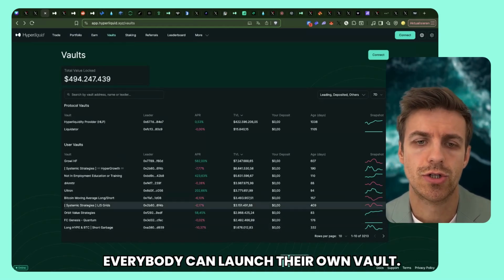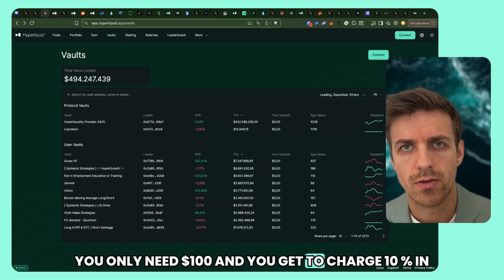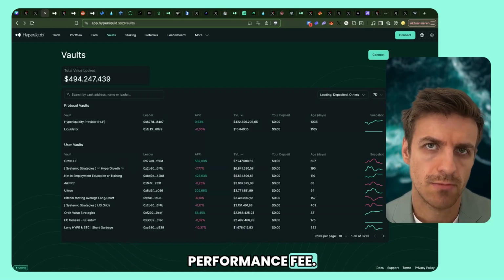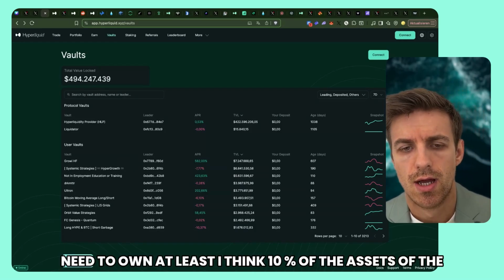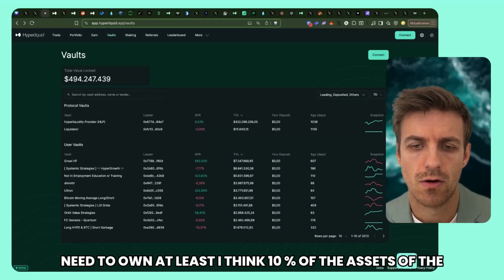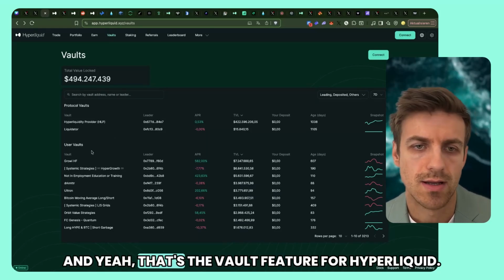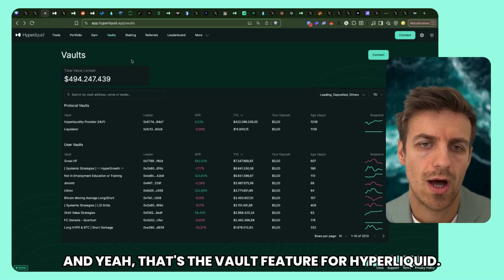Everybody can launch their own vault. You only need $100, and you get to charge 10% in performance fee. But I think you also need to own at least 10% of the assets of the vault all the time. So if you're interested in that, check the documentation. And yeah, that's the vault feature for Hyperliquid.